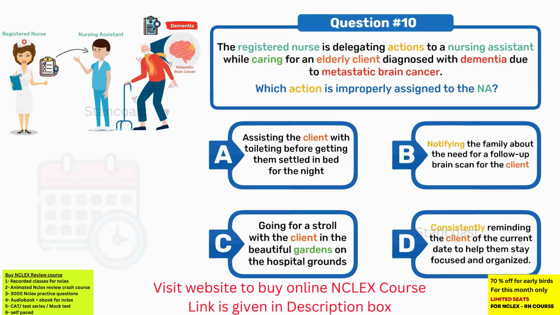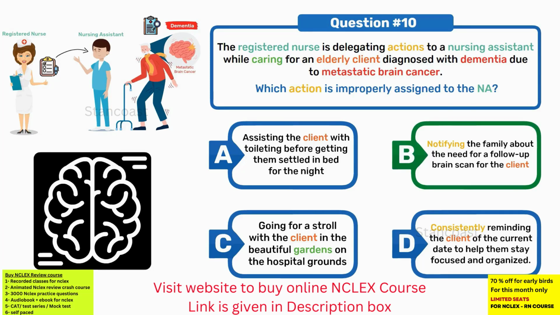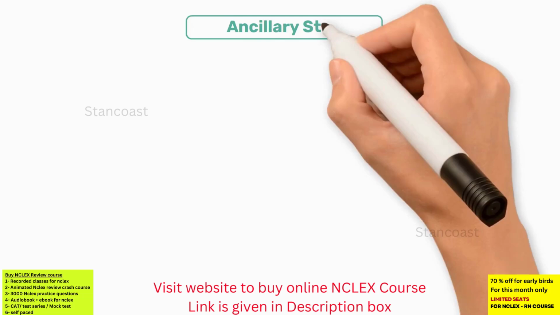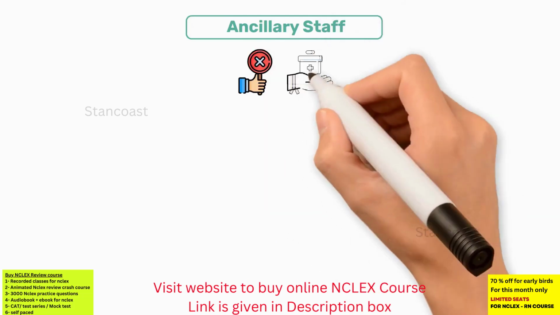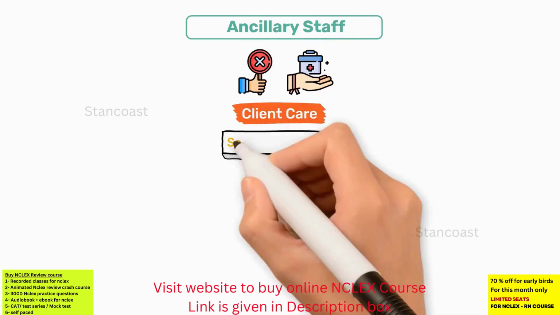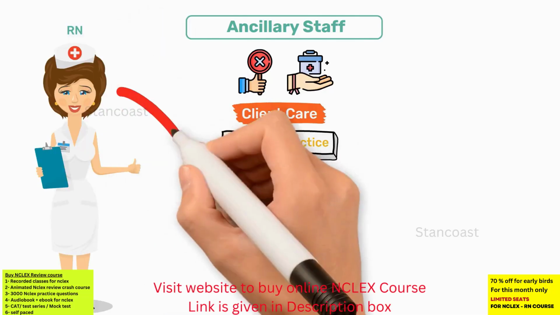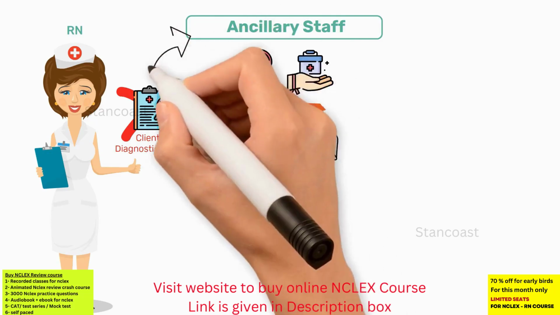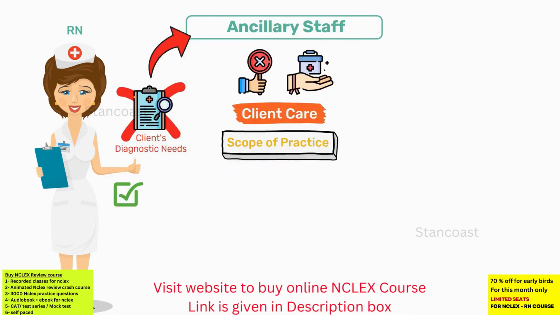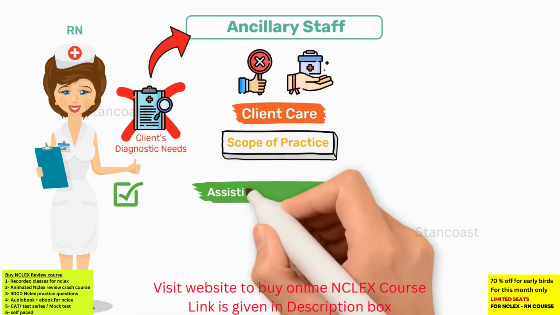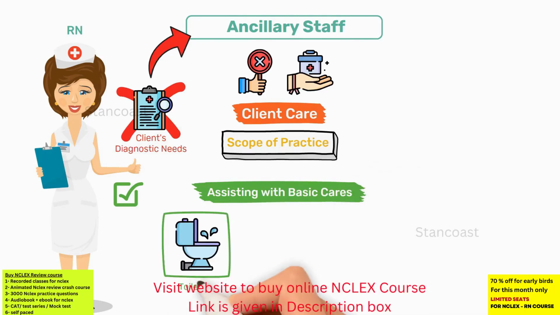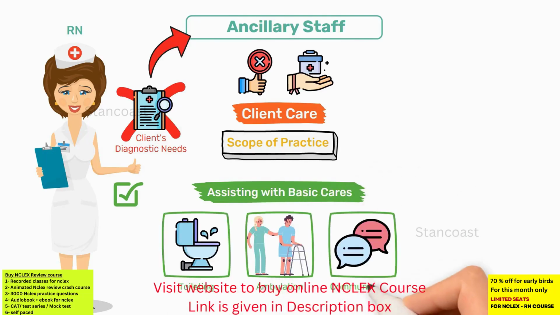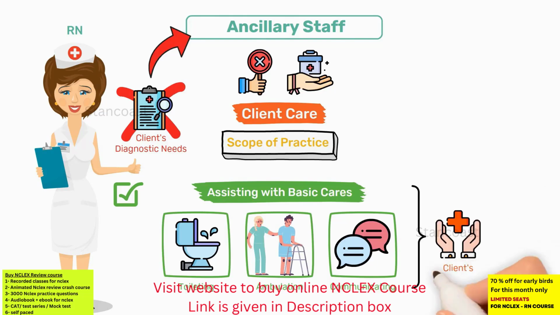The answer is B. Notifying the family about the need for a follow-up brain scan for the client. Ancillary staff are not responsible for managing client care as part of their scope of practice. The RN cannot delegate the responsibility of discussing the client's diagnostic needs to the ancillary staff. It is appropriate to delegate tasks such as assisting with basic cares, such as toileting, ambulation, and communicating with a client to assist in the client's orientation.